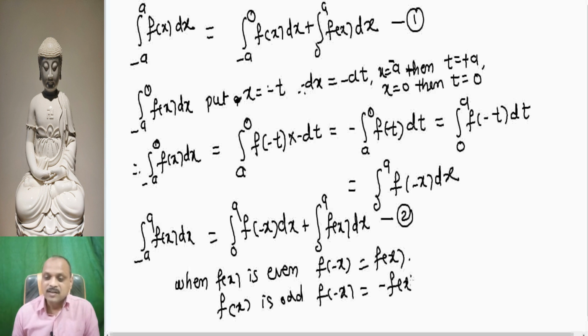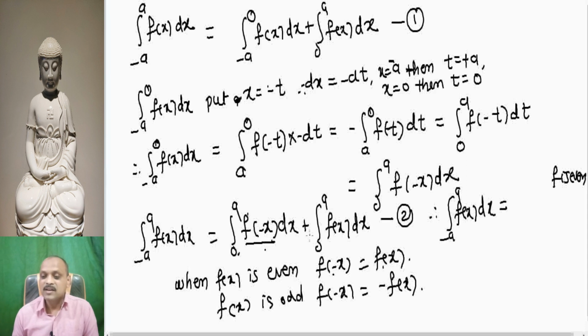Now look at this. When we have these two values, the integration from minus a to a of f of x dx equals... when f is an even function, we have f of minus x equal to f of x. Then from equation 2 you can see that this is f of x. Then every term is integration 0 to a f of x. So we get 2 times integration 0 to a f of x dx when f is even.